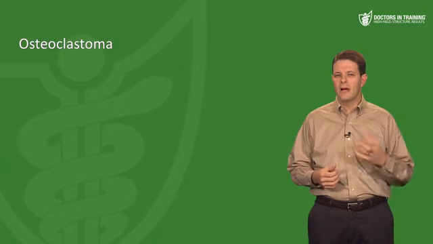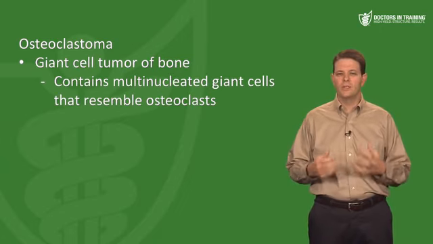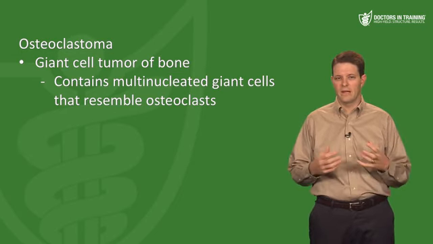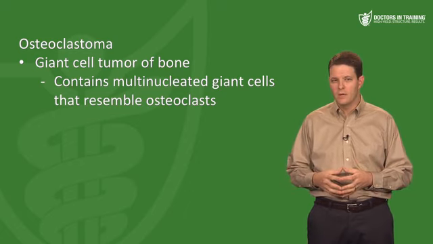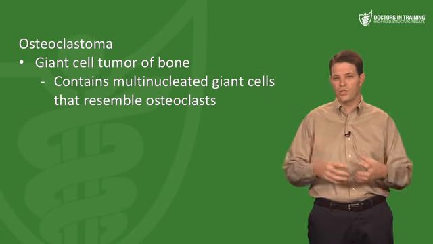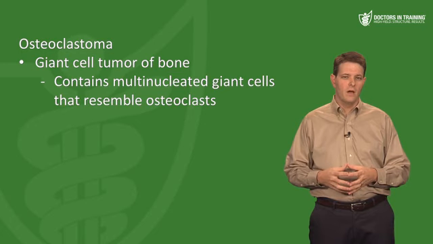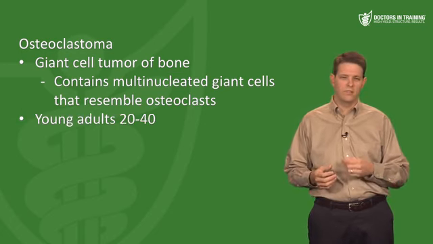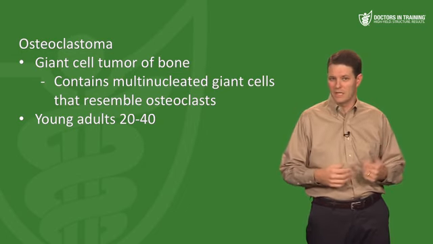Next is an osteoclastoma, or a giant cell tumor of the bone. This is a tumor that contains multinucleated giant cells that resemble osteoclasts, the bone cells that break down the bony matrix. That's why it's sometimes called an osteoclastoma. But it's thought that these giant cells are derived from circulating monocytes that are recruited to the tumor and then sort of changed to resemble osteoclasts. Osteoclastomas occur in slightly older individuals, young adults ages 20 to 40. I'm old enough that I still consider 40 to be young.